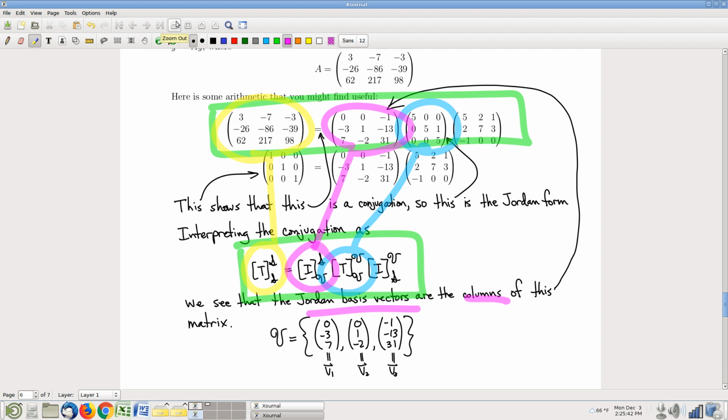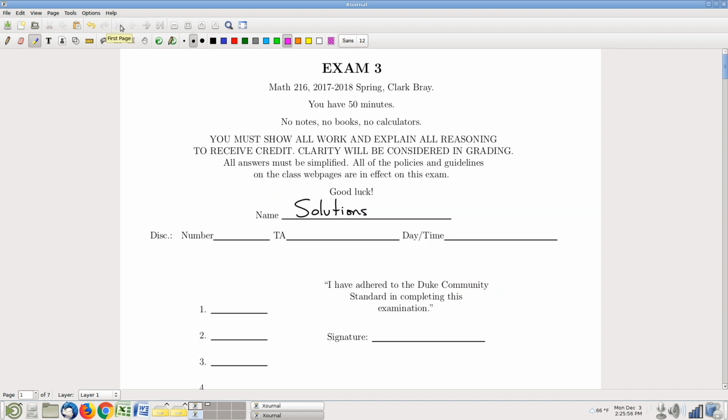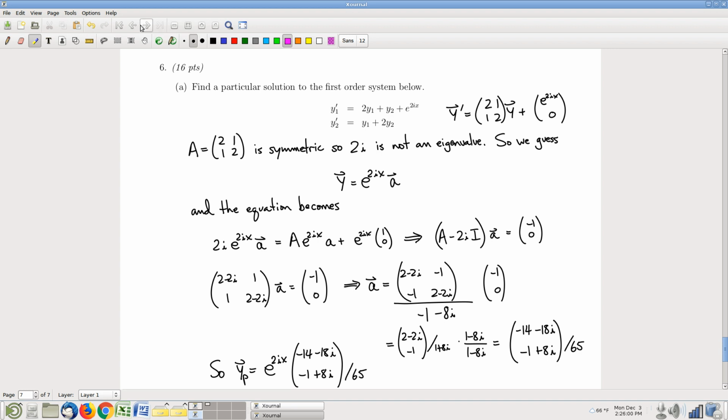Yep, in the back. Which exam is this? I'm sorry? Which exam is this? Oh, I believe this was from the most recent spring, if I remember correctly. I'm pretty sure. Yeah. In fact, let me just check. I'm morally sure that's right. Yeah, this is from last spring. Yep.